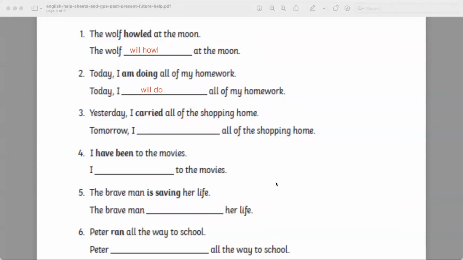And number 3, yesterday I carried all of the shopping home. It seems to be the same students raising their hands up. I want to see more students contributing. There's a lot of you online, but it seems to be only the same ones raising their hands up. Maureen. Tomorrow I will carry all of the shopping home. Well done.